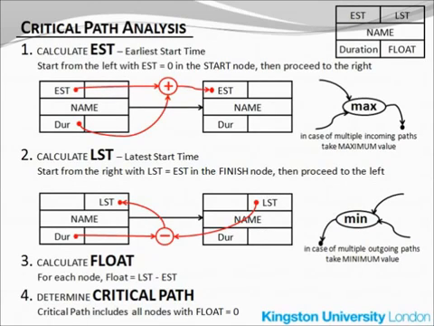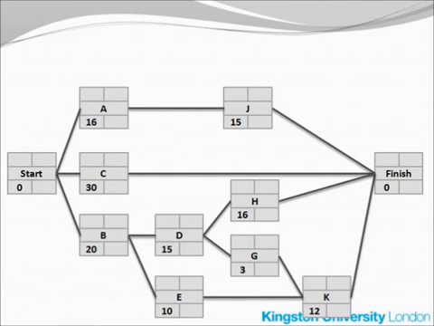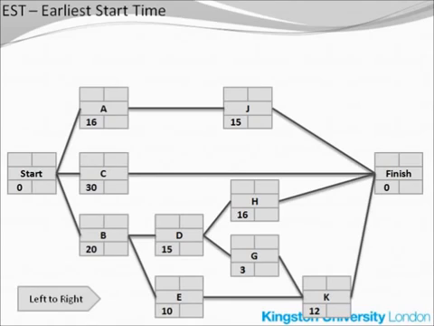This slide is a recipe for all the remaining calculations we have to do. We will calculate the earliest start time, the latest start time, the float, and then we will determine the critical path. Back to the activity network, we will now calculate the earliest start time, or the EST, for each activity. This calculation starts with the start node, goes from the left to the right, and finishes with the finish node. The EST is normally shown in the upper left-hand corner of each activity box.